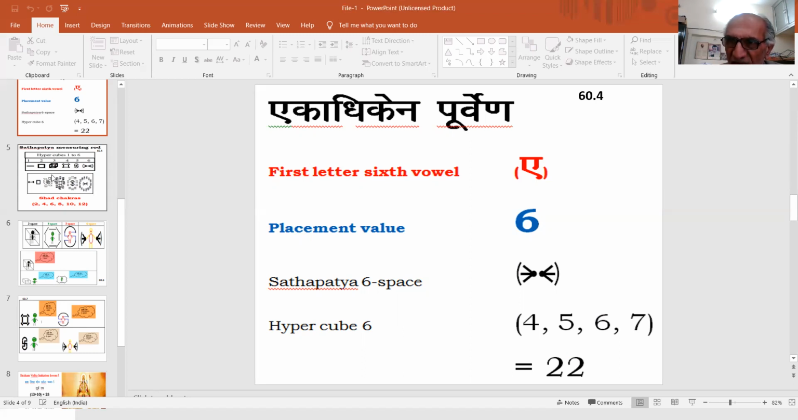As such, the very first process step, as per first letter of the text of Ganita Sutra, namely sixth vowel of value 6 of Sathapatya 6 space, gives rise to the format of hypercube 6 of value 22, which is the transcendental code value of Smriti, memory. Therefore, the first gift, the first blissful value which one shall be attaining with and from the very first letter of Ekadhikena Purvena is the memory. We have to enrich the memory.